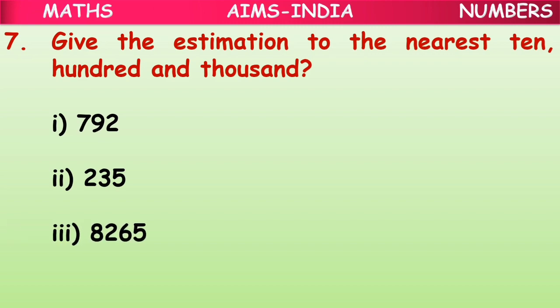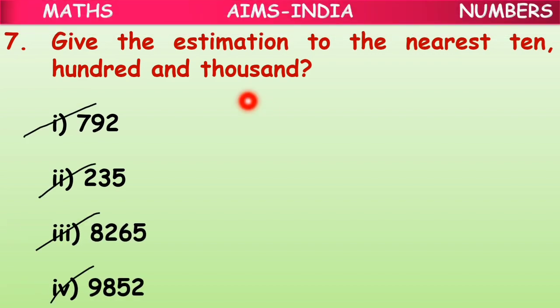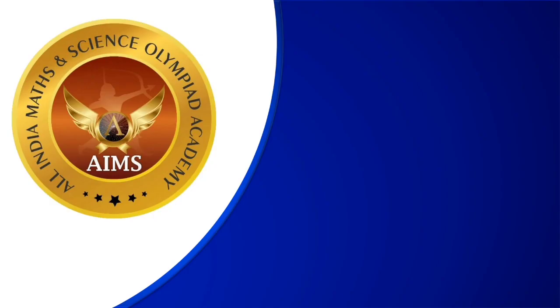Now these are your homework problems. These 4 questions, what should we do? Give the estimation to the nearest tens, hundreds and thousands. Each number you have to estimate for all the 3: tens, hundreds and thousands. Hope you understood today's class.